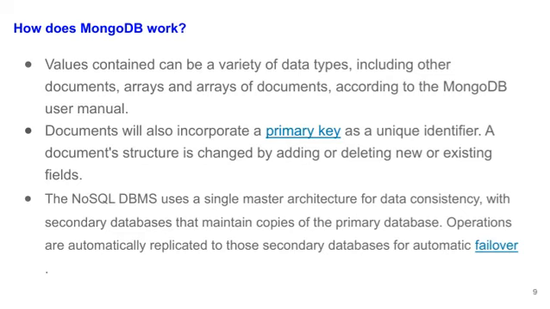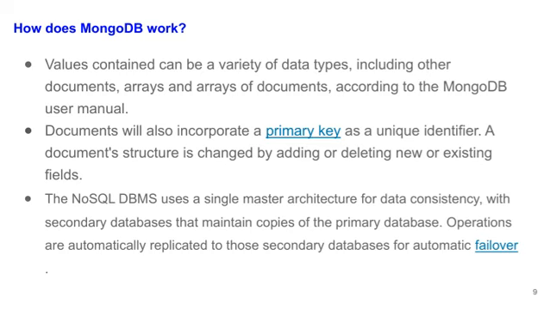So, how does MongoDB actually work? Well, the values it stores can be quite diverse. They can include not just simple data types like numbers or strings, but also other documents, arrays, and even arrays of documents. This flexibility is one of the reasons it's so powerful, as highlighted in the MongoDB user manual. Each document in MongoDB has a primary key, which acts as a unique identifier, kind of like a fingerprint for that piece of data. And remember, the structure of a document isn't set in stone. You can easily add or remove fields as your data needs evolve. This makes MongoDB very adaptable for changing data models.